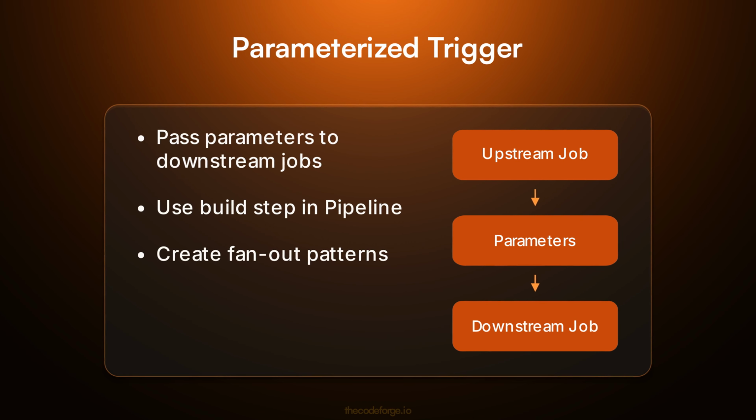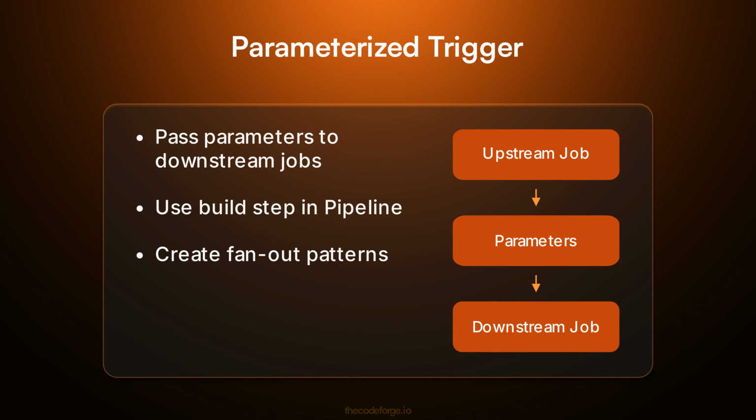Parameterized triggers allow you to pass parameters when triggering another job. In pipeline, use the build step with parameters. For example, after building a Docker image, trigger a deployment job with the image tag.